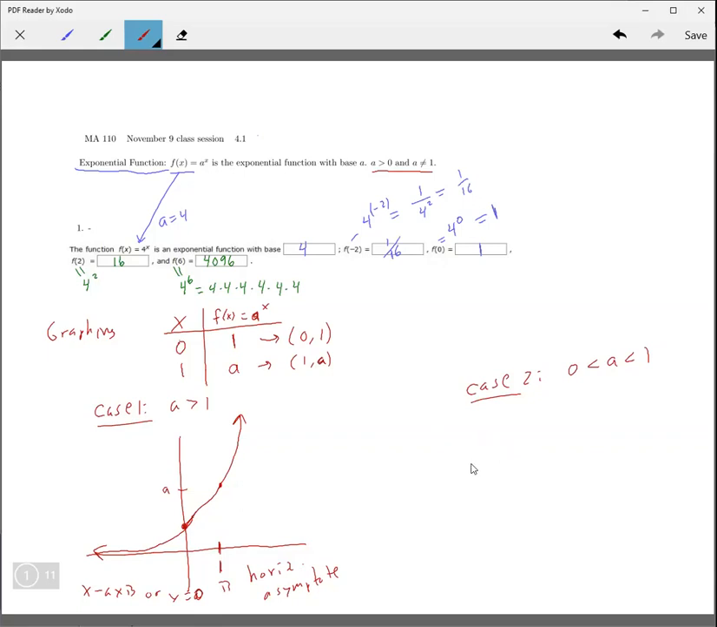Over here in case 2, again, you still have that point (0, 1), but now a is between 0 and 1. So when you go to plot this point, let's say a is right there, it's going to be down here. And what will happen is this will go down like that, and this part over here will go up. So that's how it looks. Again, the same thing, y equals 0 is going to be a horizontal asymptote.